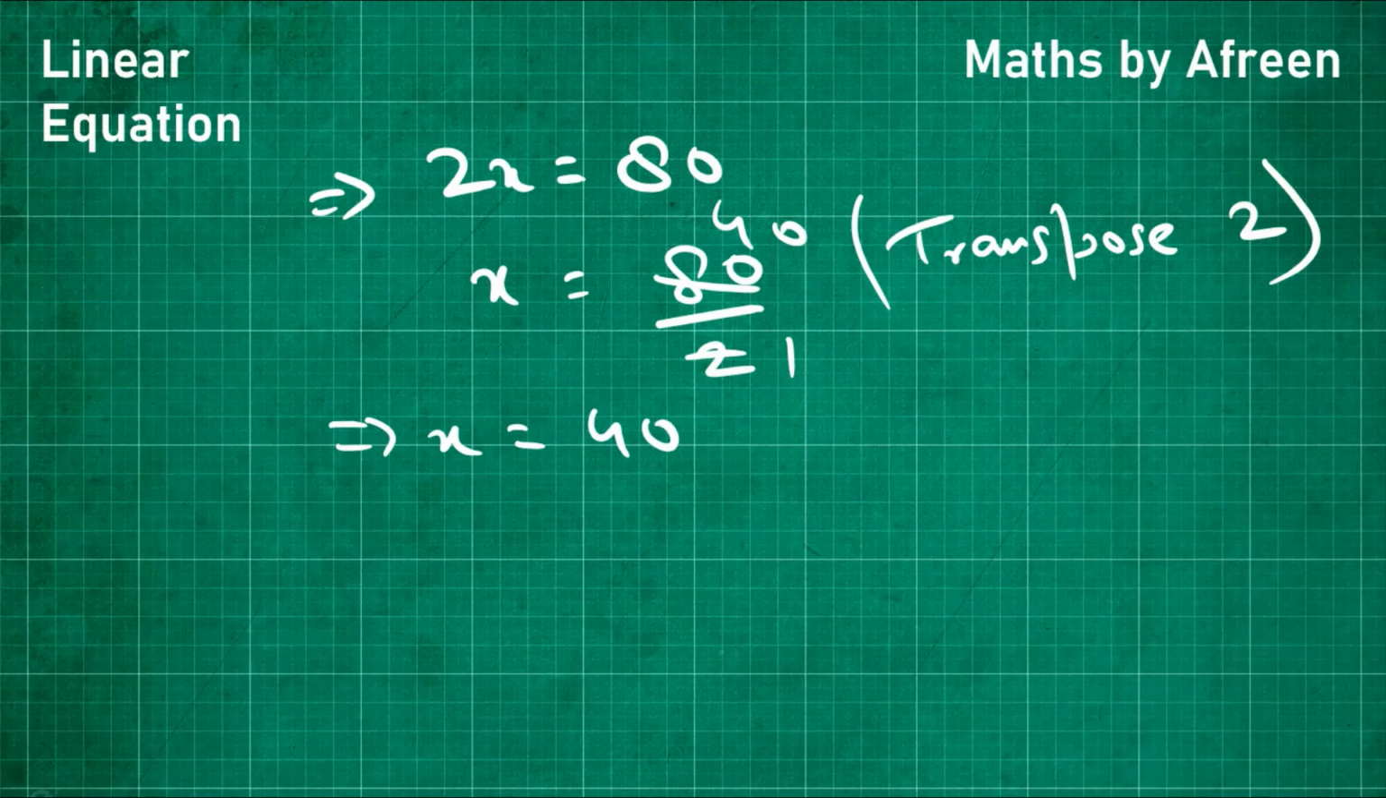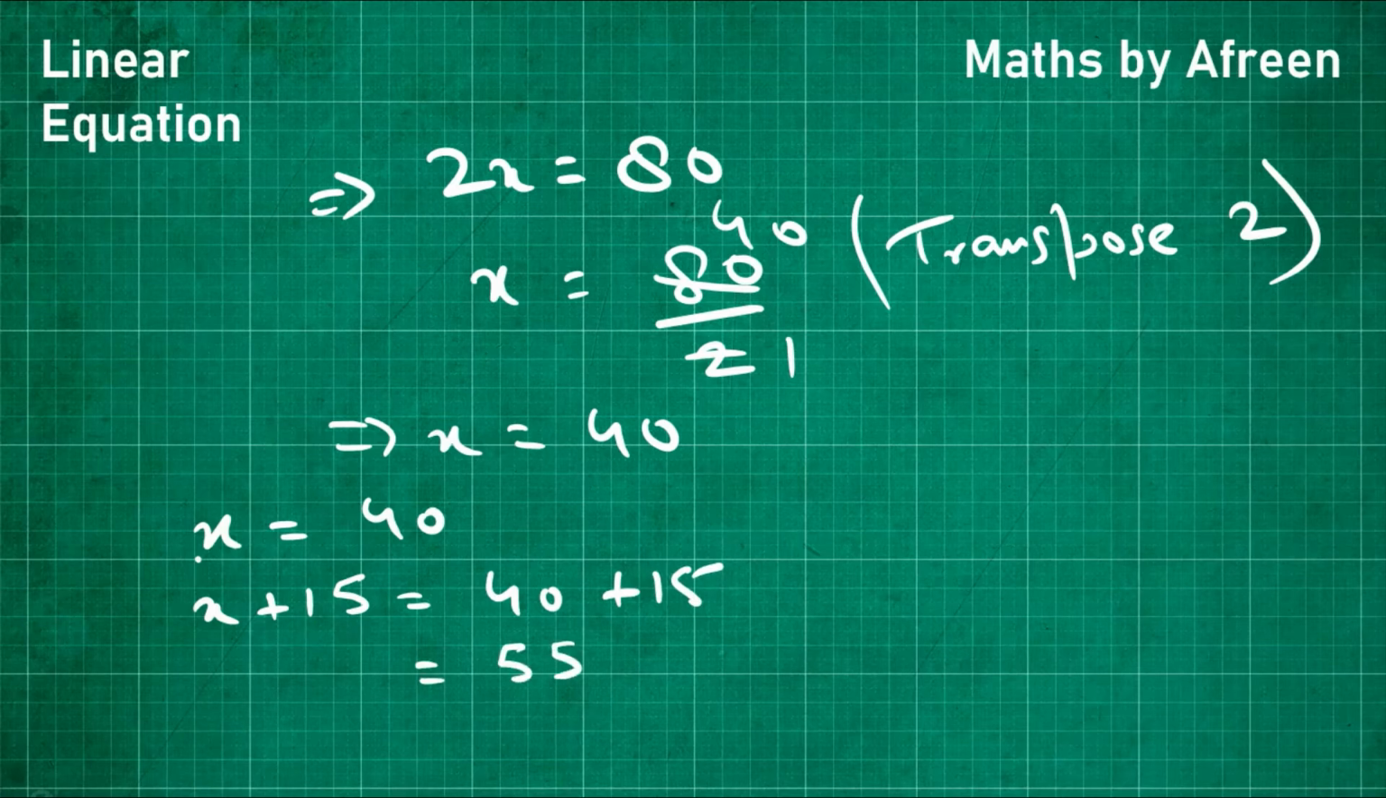So the first number will be 40. One number was x, the value of x is 40. What about the other number? Other number was x plus 15. That means 40 plus 15. That will give you 55. So one number was 40 and the other number was 55.